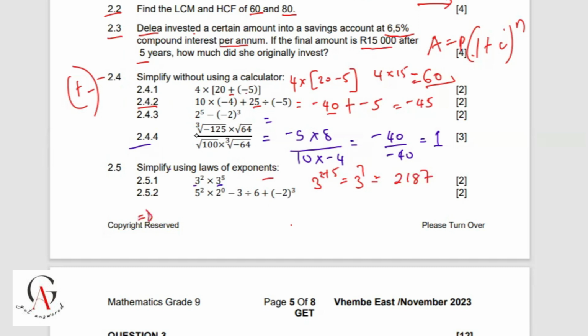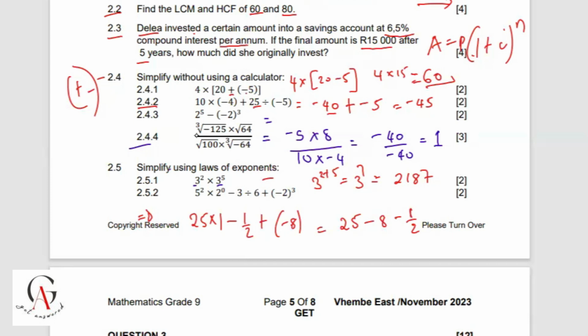Then 2.5.2, we know that 5 squared is 25, times any number to the exponent of 0, which is always 1, minus, when I divide 3 by 6, that's going to give me a half or 0.5. And then I'm adding, this one is going to give me negative 8. Then we have 25 times 1, that's going to give me 25. I have to subtract 8, and then I have to subtract a half.